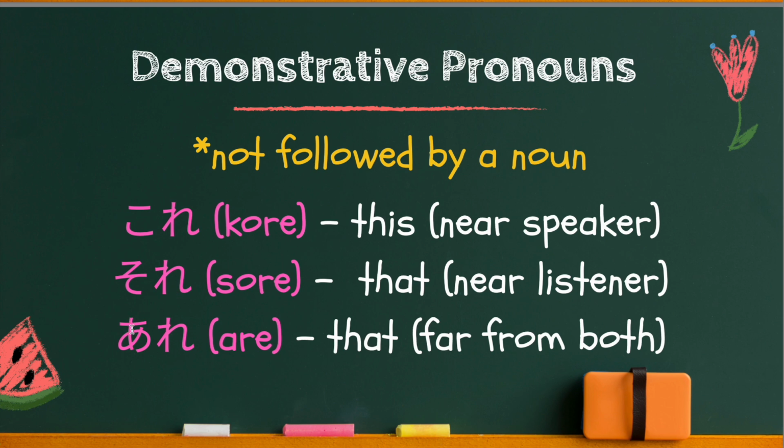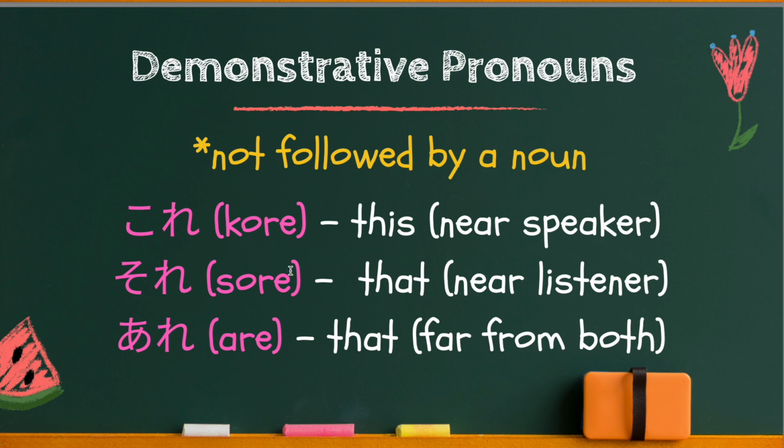Lastly, あれ means that, far from both speaker and listener. So there is a mountain over there, far from both of us. And I say, that's the mountain. I would use あれ because the mountain is far from both of us.